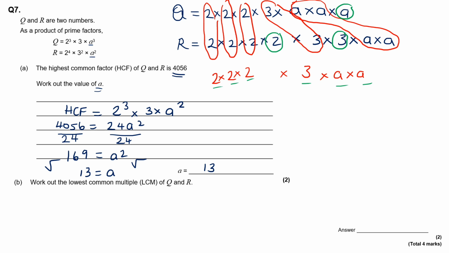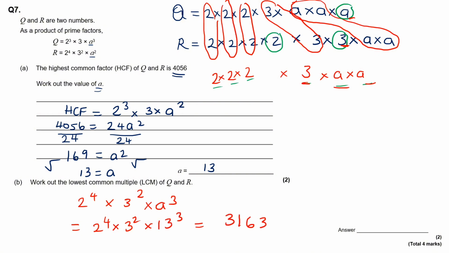So we've got 1, 2, 3, 4 2's in total, so that's going to be 2 to the 4. 1, 2 3's in total, 1 here, 1 here. So that's going to give me 3 squared, and 3 A's in total, 1, 2, and 3 that was left out. So that's going to be A cubed. We know A is going to be 13, so I'm going to substitute that in now. 13 cubed, and that is 316368. There we go.